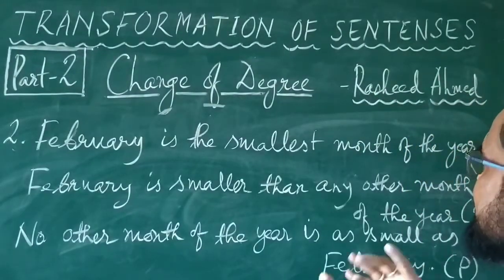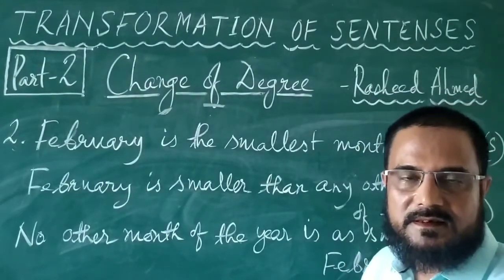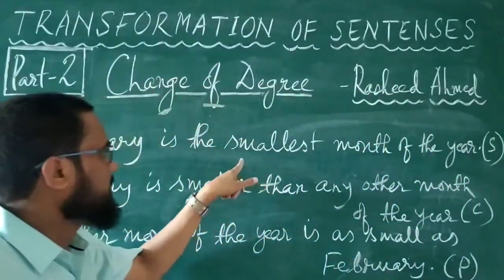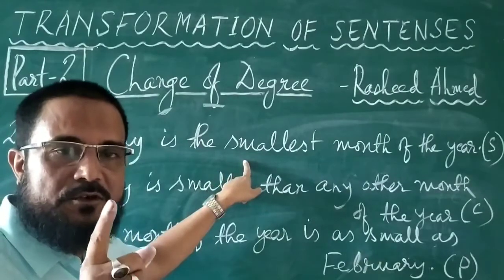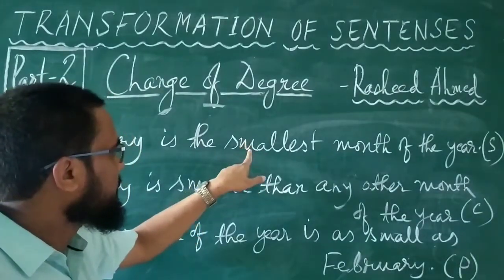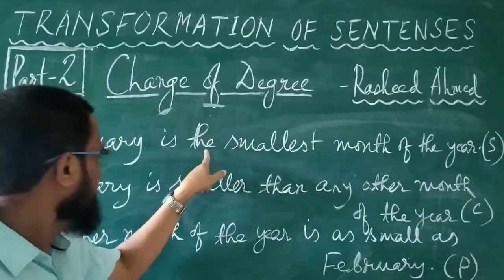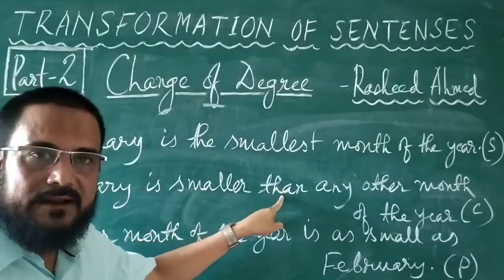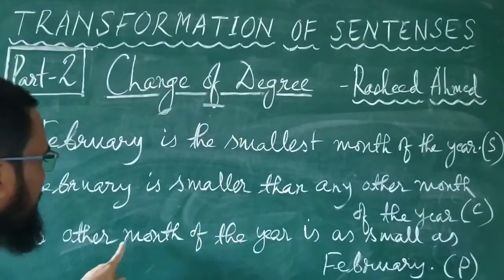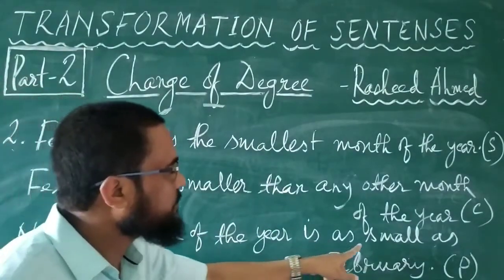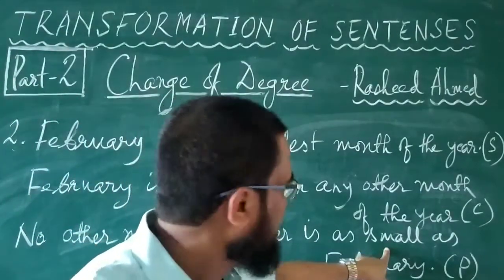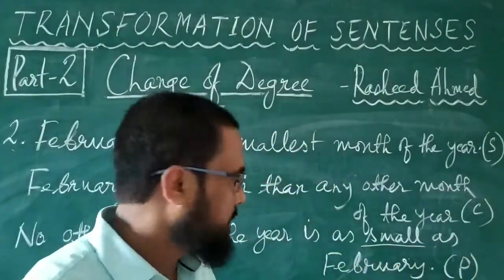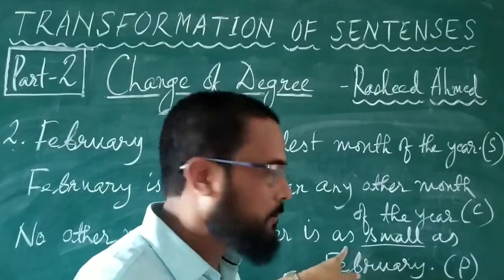February is the smallest month of the year. This is the superlative degree. The same thing that we discussed in question number 1. Again, you see, before smallest, there is "the". February is smaller, after smaller, "than". Again, in positive, you see, no other month of the year is as small as. Small is the adjective, and before small, there is "as". After small, there is again "as". The first "as" you can use "so" also.